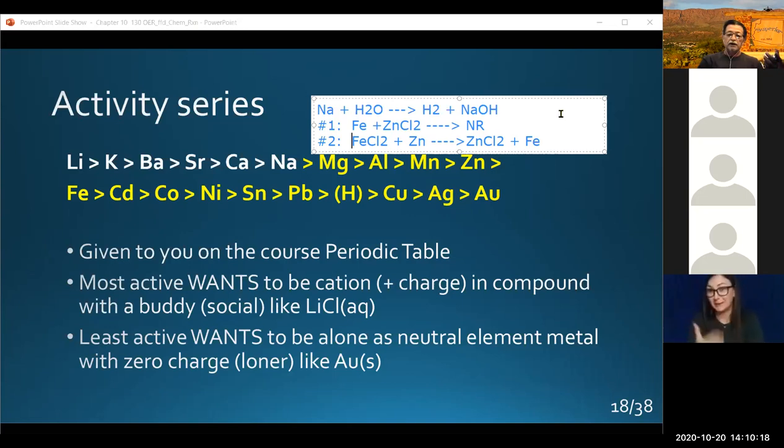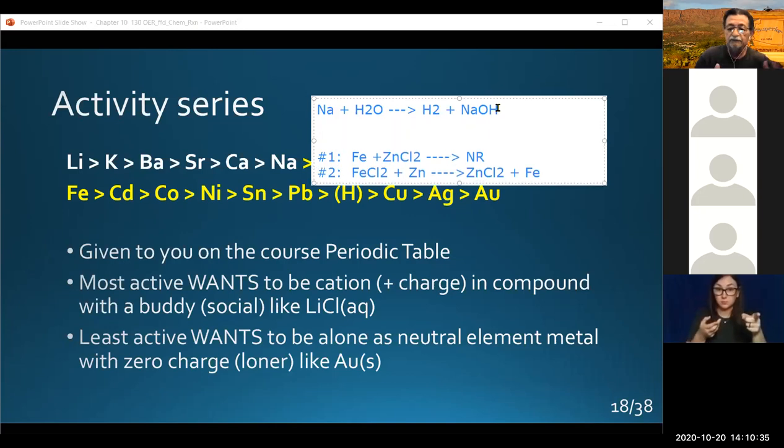All right. So in example 1 and example 2, we simply asked the question: which is the most reactive metal? And we used the activity series to tell us that zinc is more reactive than iron. Okay, we use the activity series.